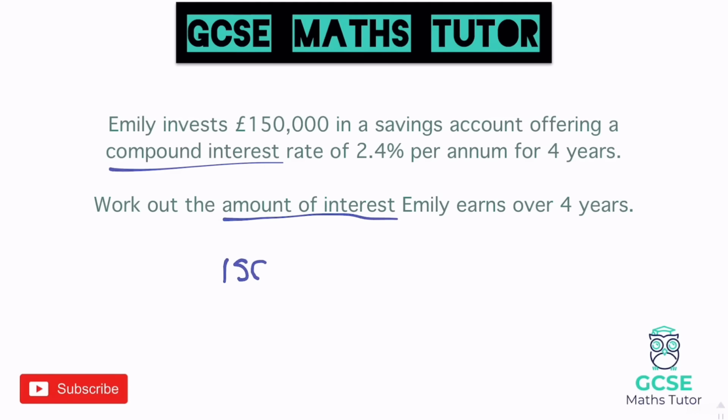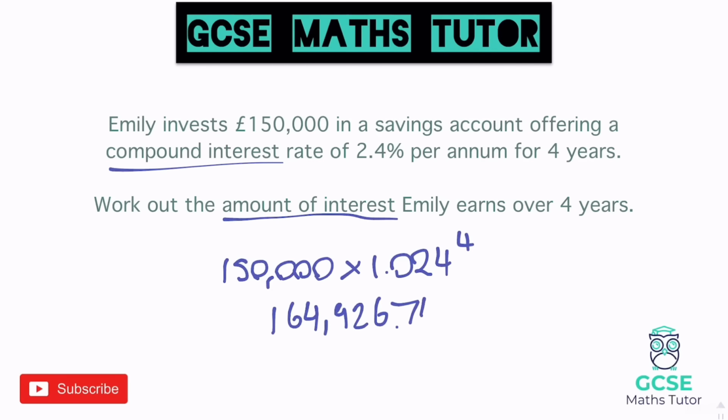We do 150,000 times it by 1.024 for 2.4%, and rather than finding out what that is and repeating myself, I'm going to do it to the power of 4, and that'll just keep timesing it by 1.024, adding on that 2.4% every year. And if we type that into a calculator, 150,000 times 1.024 to the power of 4, we get the answer £164,926.74 to the nearest penny.